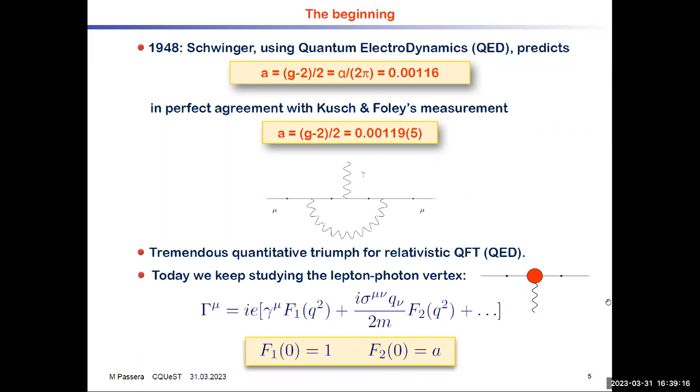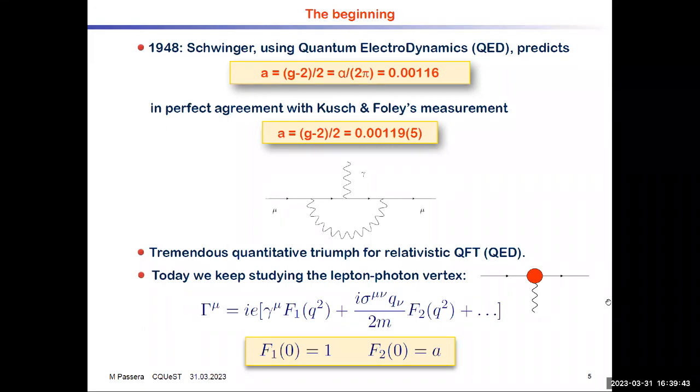In the Dirac equation, g is equal to 2, as you all know, but quantum electrodynamics in 1948, Schwinger, using QED, obtained this value, which is not 0. It is 0.00116 and so on. So it's alpha over 2 pi. It's a very famous result. And this very famous result was, in fact, in perfect agreement with the measurement of Kusch and Foley.